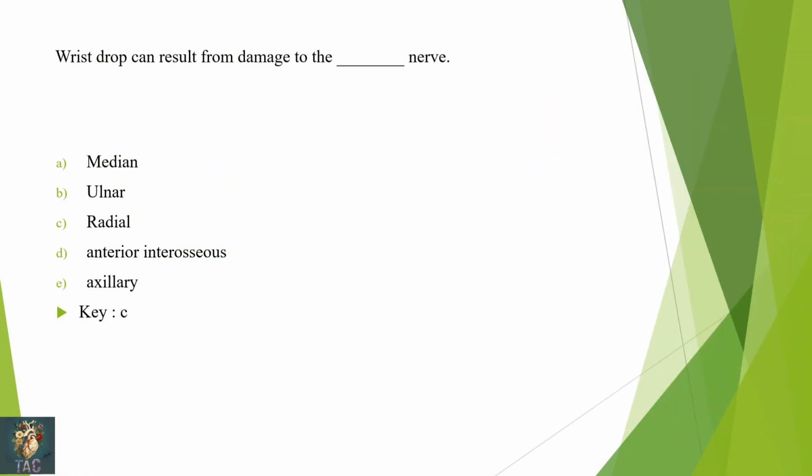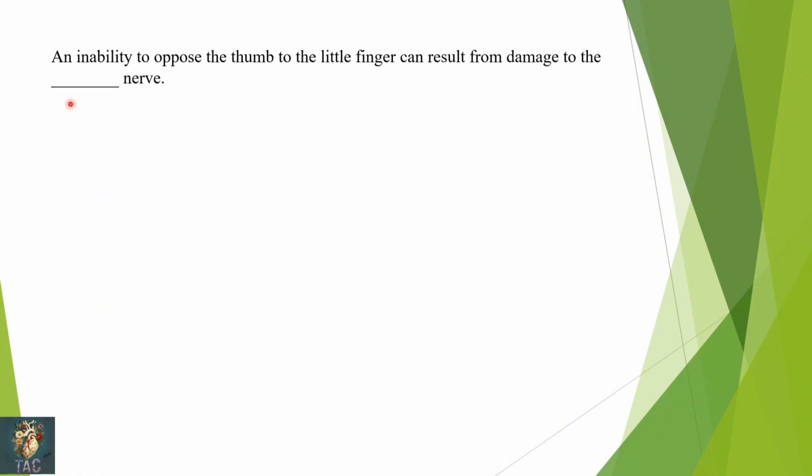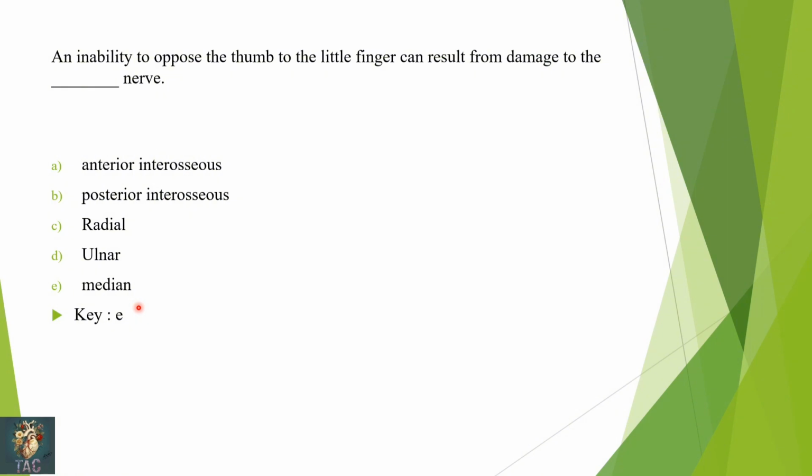Next question is, wrist drop can result from damage to which nerve? Obviously this is the radial nerve which causes the wrist drop. Median, ulnar and anterior interosseous are not included. Next question is, an inability to oppose the thumb to the little finger can result from damage to which nerve? That is anterior interosseous, posterior interosseous, radial, ulnar and median, and the answer is median nerve because it supplies the thumb and it is involved in opposition of the thumb to the little finger.